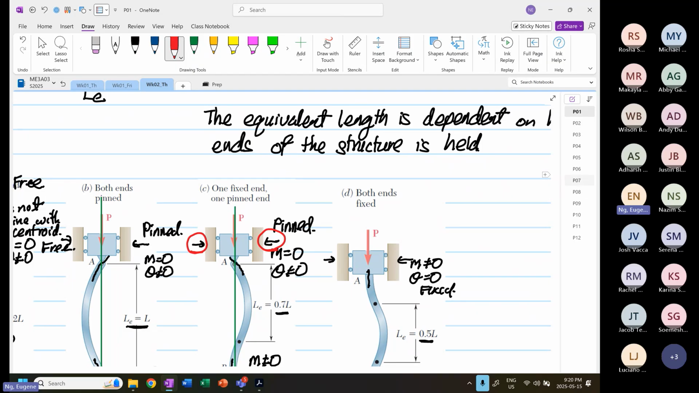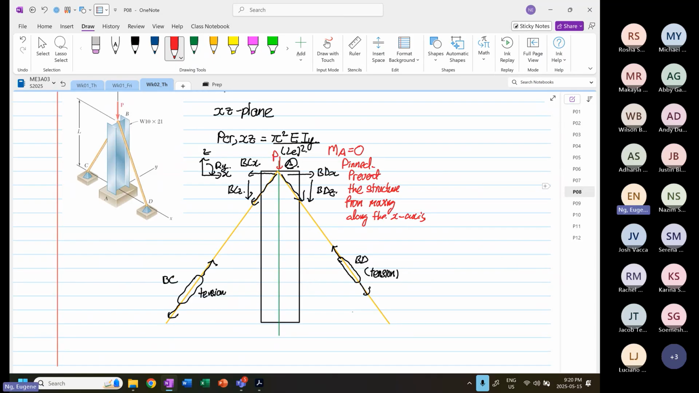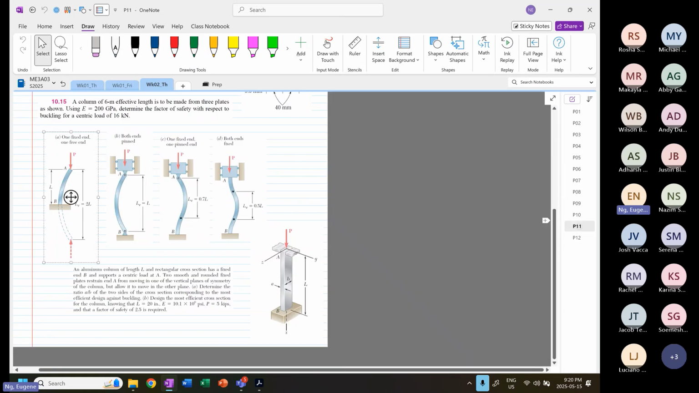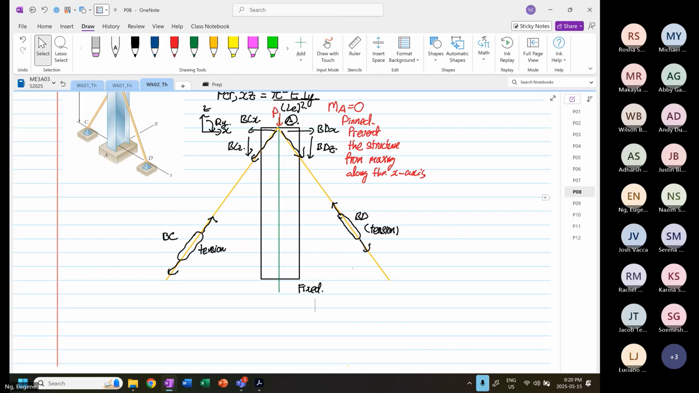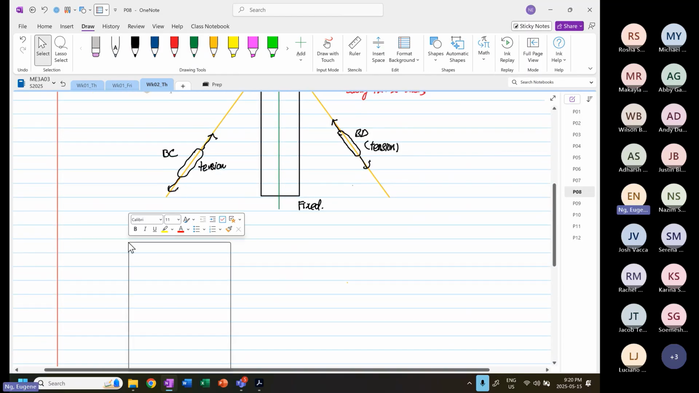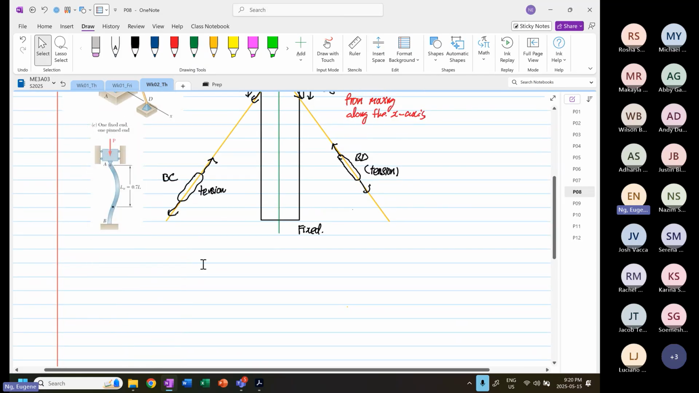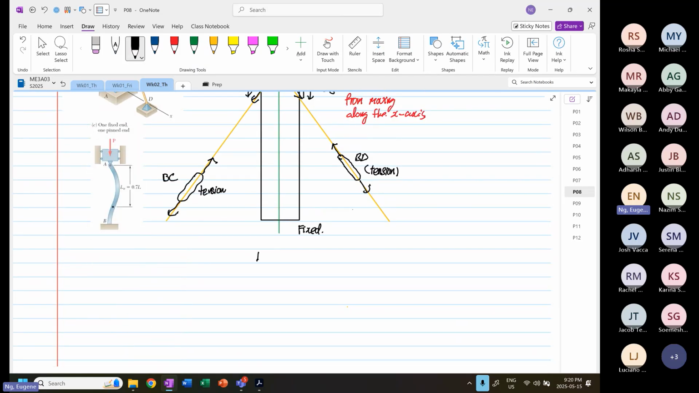So when that's the case, what we have over here, this is P. Okay. So we have one end pin, the other end is fixed. So if we go over here, one end pin and one end fixed, then we come back over here and look at this diagram. One end pin, one end fixed. So therefore, we know that LE is equal to 0.7 L.